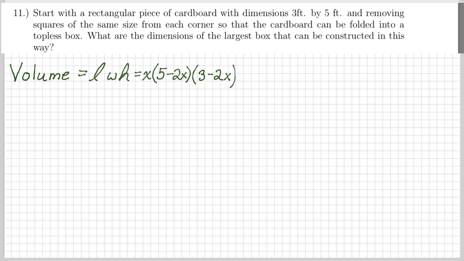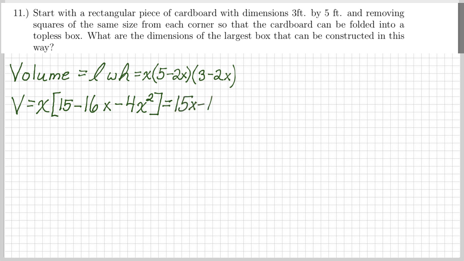So volume is what I'm trying to optimize. So I'm going to multiply that polynomial out just to make the derivative easier to take. So I get first 15x, minus 5, or minus 10, minus 6, so minus 16x, minus 4x squared. And then this is equal to 15x minus 16x squared plus 4x cubed.